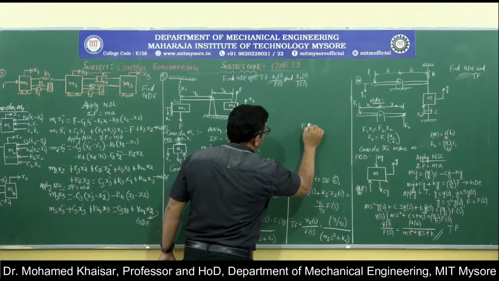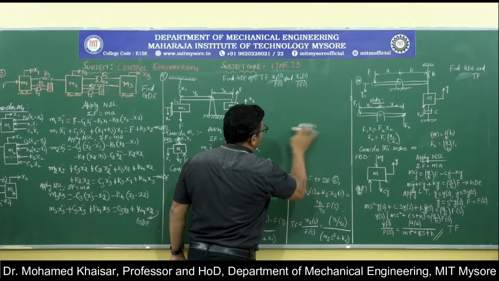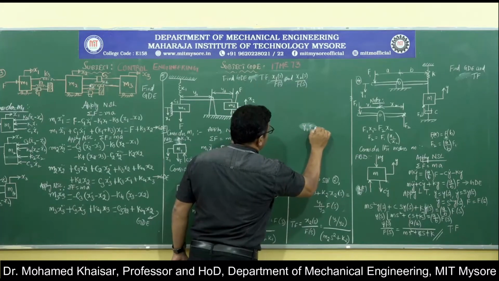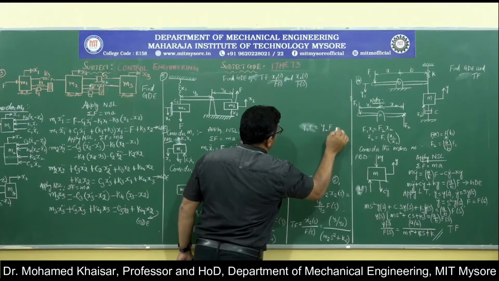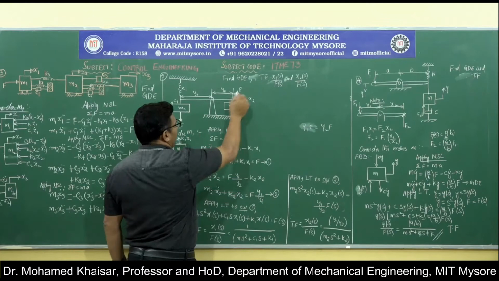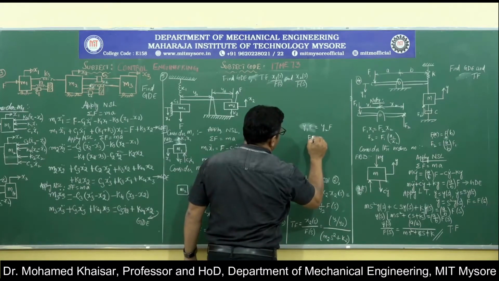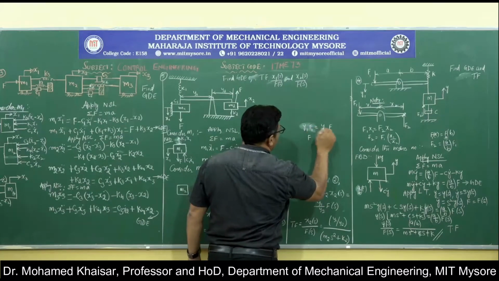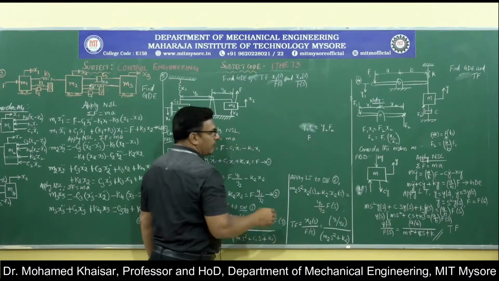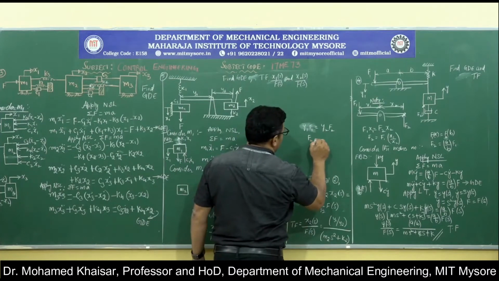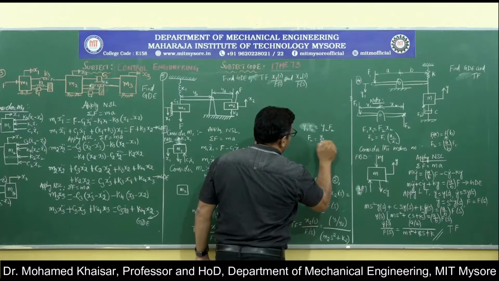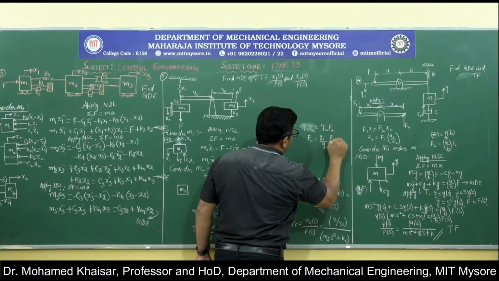See, F into y1, I will write it like this. Y1 into F will be equal to y2 into F. And now, if we want to find out this force, then if we name it as say F1 and F2, F1 and F2, then F2 will be equal to y1 by y2 into F1.